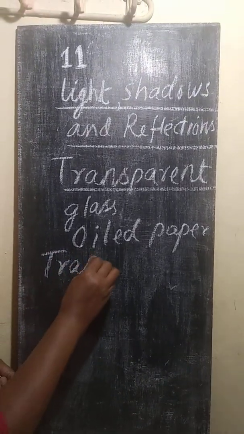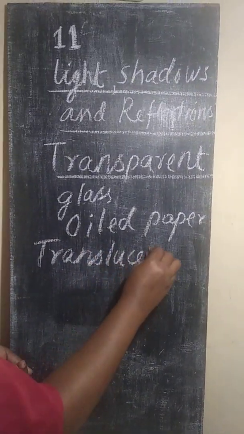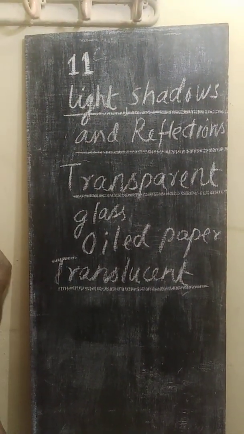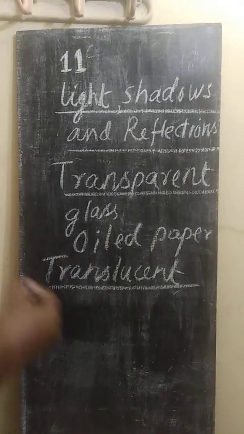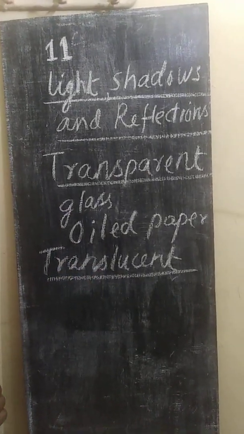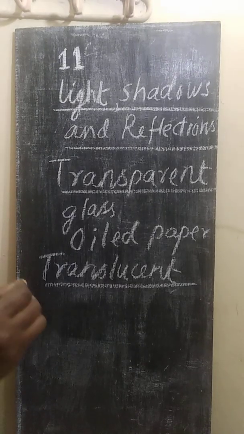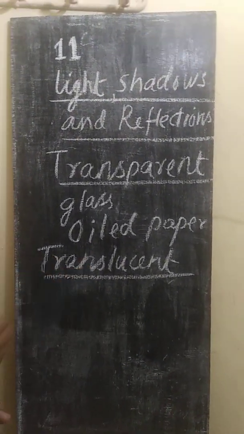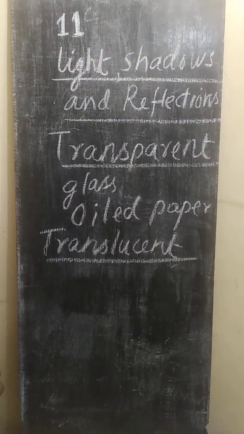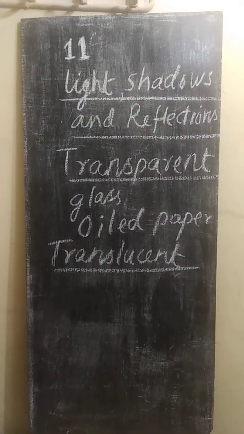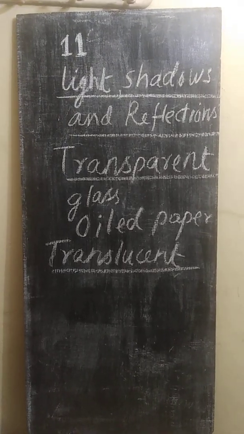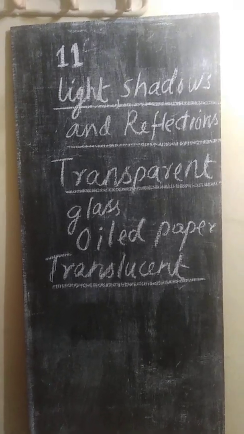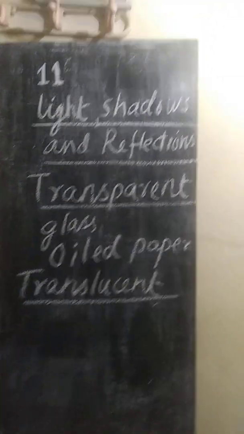Translucent means light cannot pass completely. Partial light can pass through them, but we cannot see things clearly through these translucent objects. We cannot see clearly, but we can see, though not clearly. That is called translucent. Translucent objects are objects through which we cannot see other objects clearly, because light cannot pass completely through this material. Partial light can pass through the translucent objects.